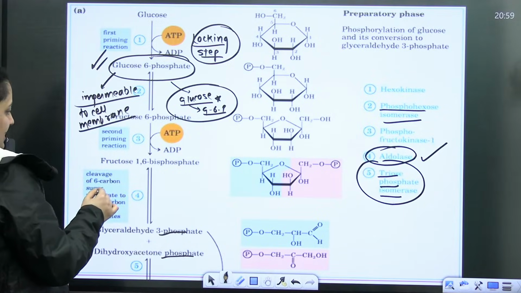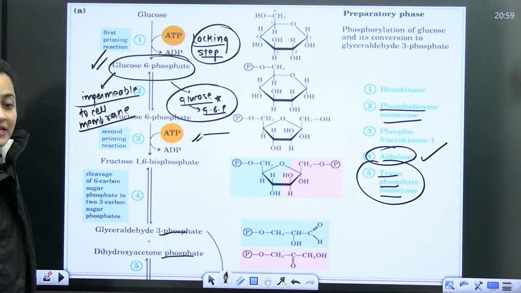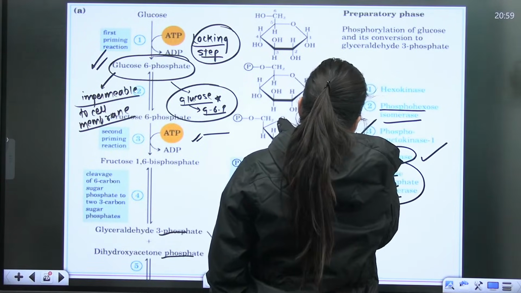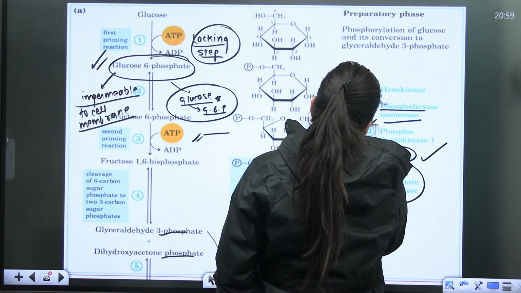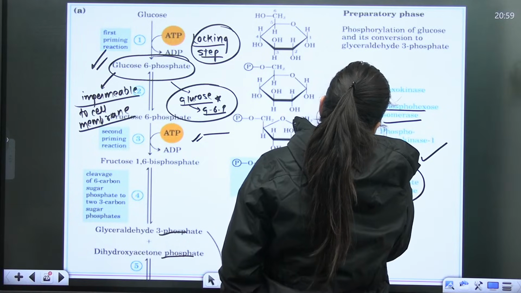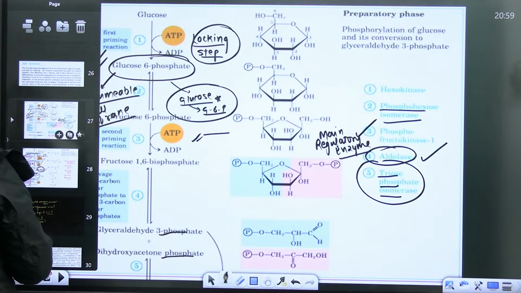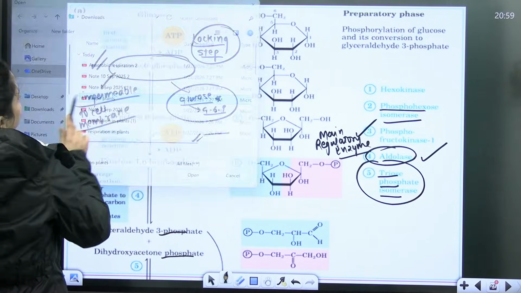Now this enzyme is very, very important here: phosphofructokinase. This is the main regulatory enzyme. Even hexokinase and pyruvate kinase are also regulatory enzymes, but if somebody asks you the main regulatory enzyme, then it is phosphofructokinase. I will tell you why, but firstly, tell me these points are clear.